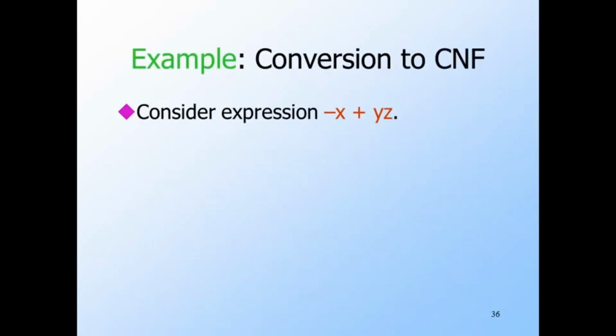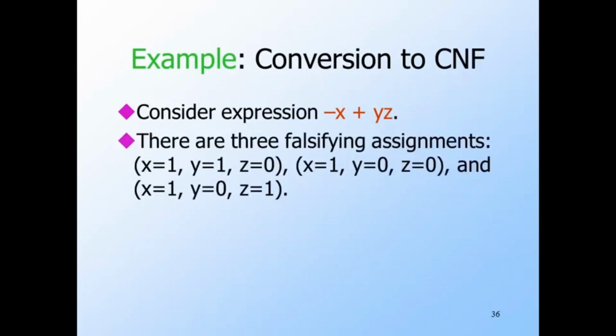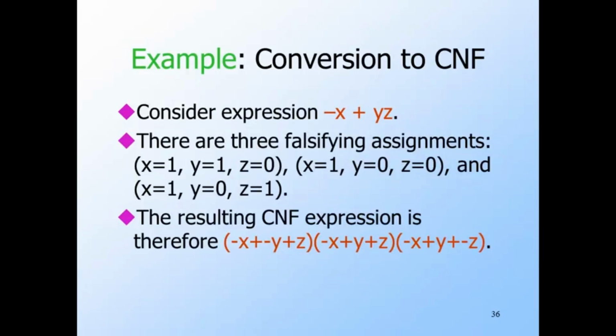For example, consider the expression not x or y and z. This expression is made false by three truth assignments, those in which x is true and at least one of y and z is false. Let's convert the first truth assignment, where x and y are true and z is false. Here is the resulting clause. Since x and y are assigned true, the clause has not x and not y. Since z is assigned false, the clause has z without negation.